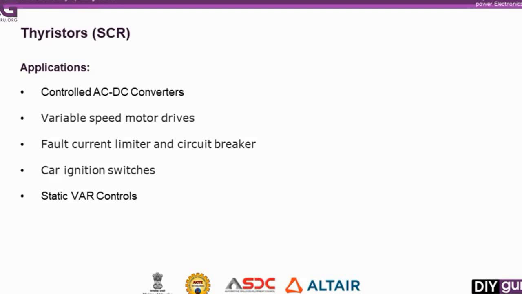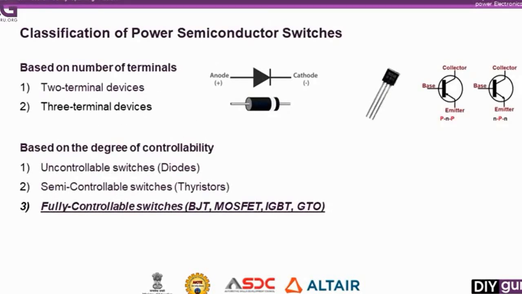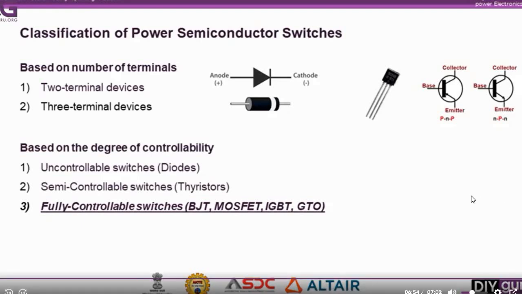In this video, we saw two power semiconductor switches, first the diode and the second being the SCR from the thyristor family. In the next video, we will move on to the fully controllable power electronic switches.